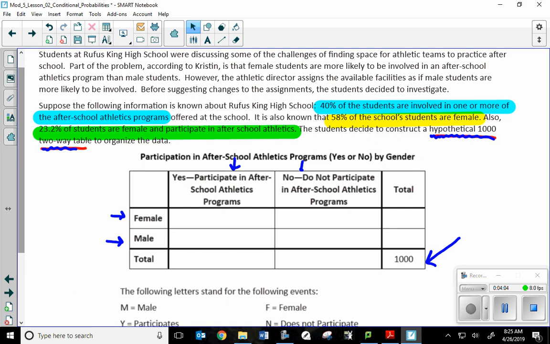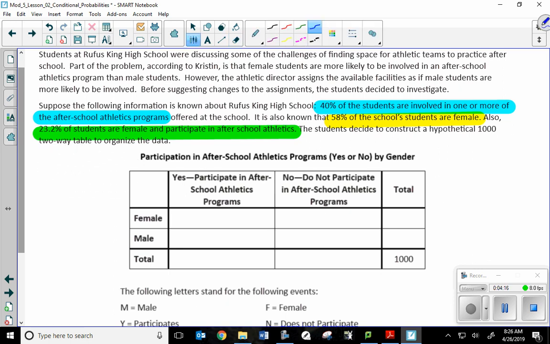So, highlighted in blue, so I'm going to use a blue marker. Let me erase everything else. Highlighted in blue, it says that 40% of the students are involved in one or more of the after-school sports. So you see this column right here, participates in after-school programs, 40% of them. So the total is 0.40. That's my rate. That's my probability.